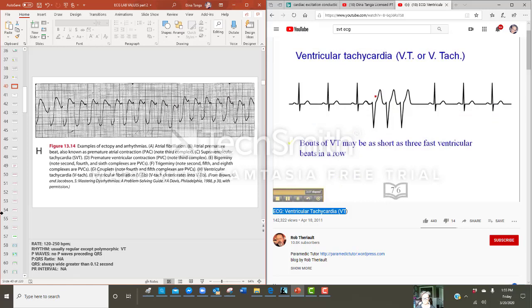Now, the criterion for short runs of VTAC is simply three ventricular ectopic beats in a row. Let's see here. I thought I had numbered those. Good. So that would be a short run of VTAC. And so if you see three ventricular complexes in a row at a rate of 100 or greater, that would be considered a short run of VTAC.